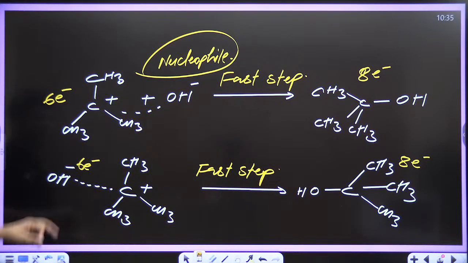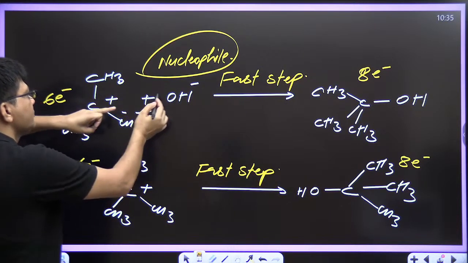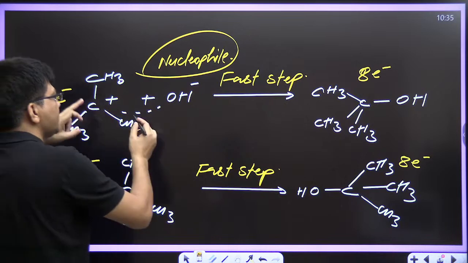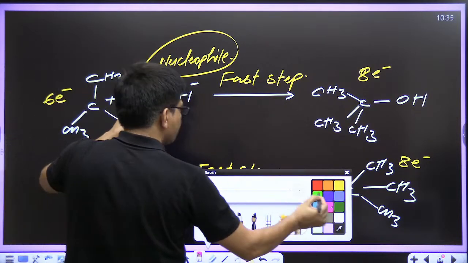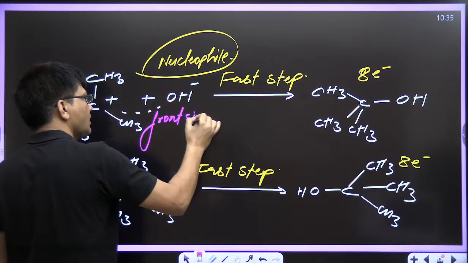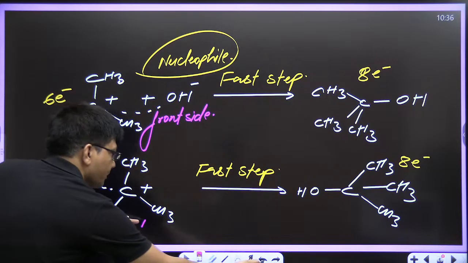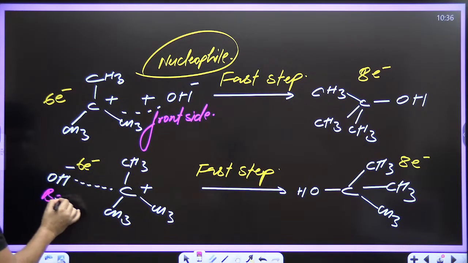Now, kids, from this side bromide has left, and from the same side OH is attacking. So this is known as front side attack. And this is known as back side attack, because this is attacking from the back.